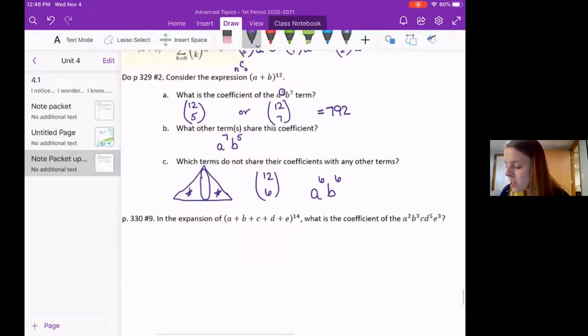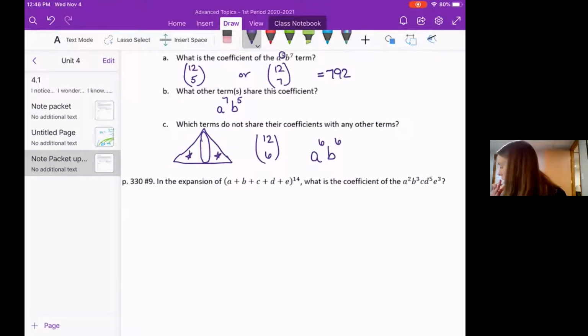Next, we're going to look at page 330. This is number 9. In the expansion of (a + b + c + d + e)^14, what is the coefficient of the term a^2, b^3, c technically to the first power, d^5, e^3? So the first thing that I always like to do is make sure that if I add up all the powers, I would get, in this case, 14. So 2 plus 3 is 5, plus 1 is 6, plus 5 is 11, plus 3 is 14. So yes, that checks out.